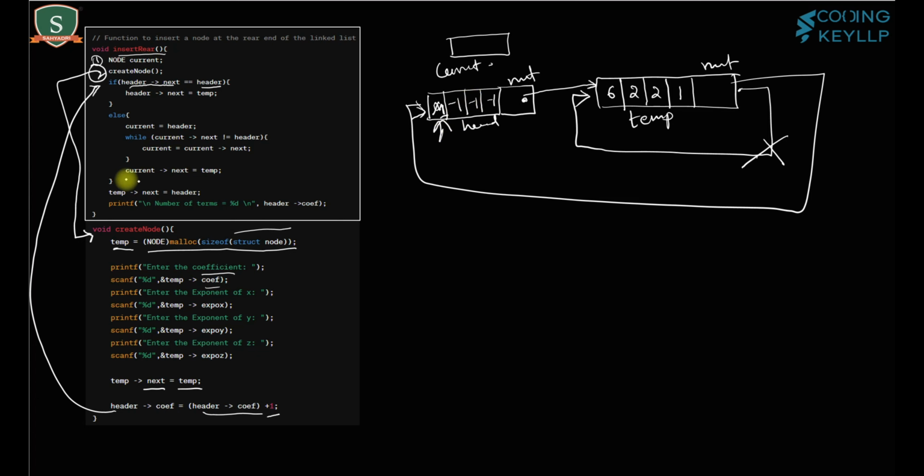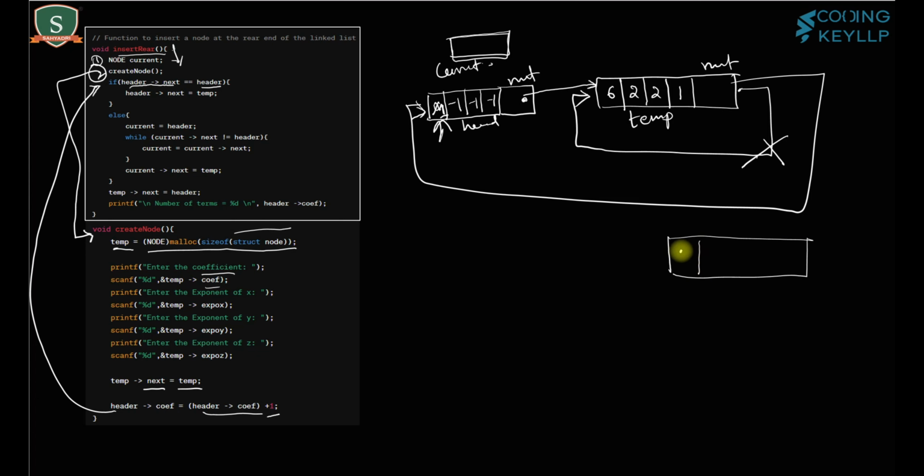If you are calling this method one more time, what happens? Let us see. First, it enters the method insert rear. A node current is created which would be pointing to a structure node. Then it calls the create node. When it calls the create node, what happens here? A new node is created.